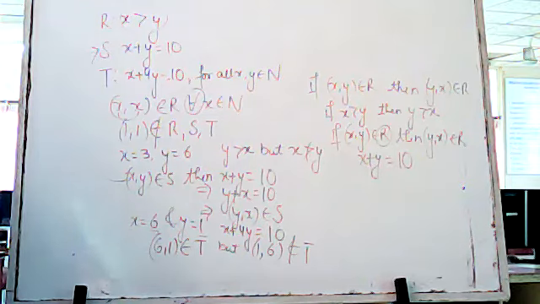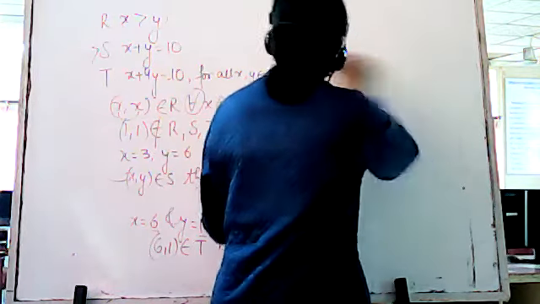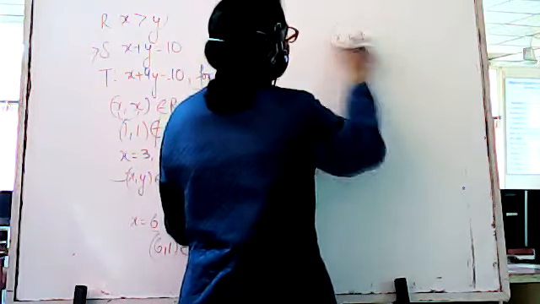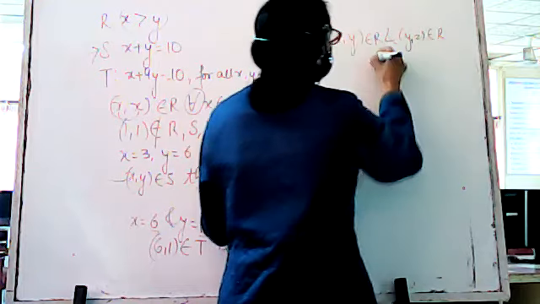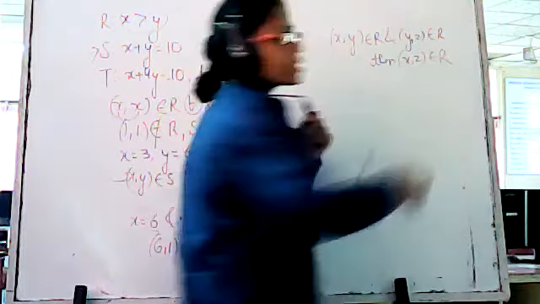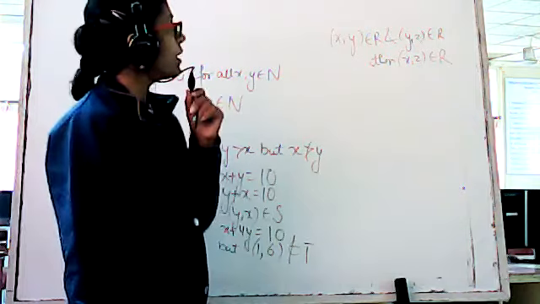Next is the third part, transitive. According to the definition of a transitive relation, a relation R is said to be transitive if ordered pair XY belongs to relation R and ordered pair YZ belongs to relation R, then ordered pair XZ must belong to relation R. If this condition holds, the relation is transitive.